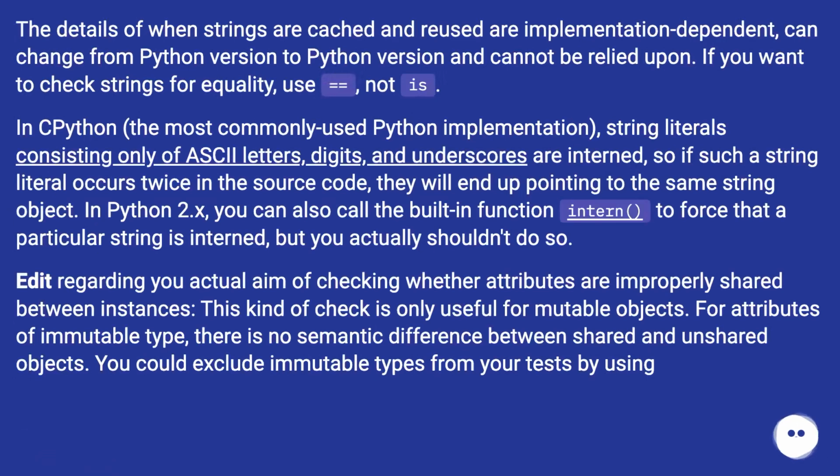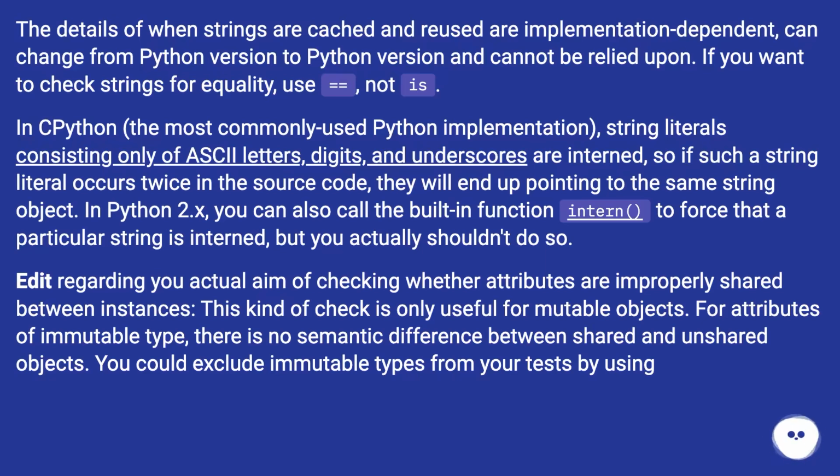The details of when strings are cached and reused are implementation dependent, can change from Python version to Python version, and cannot be relied upon. If you want to check strings for equality, use == not is. In CPython, the most commonly used Python implementation, string literals consisting only of ASCII letters, digits, and underscores are interned, so if such a string literal occurs twice in the source code, they will end up pointing to the same string object. In Python 2.x, you can also call the built-in function intern to force that a particular string is interned, but you actually shouldn't do so.